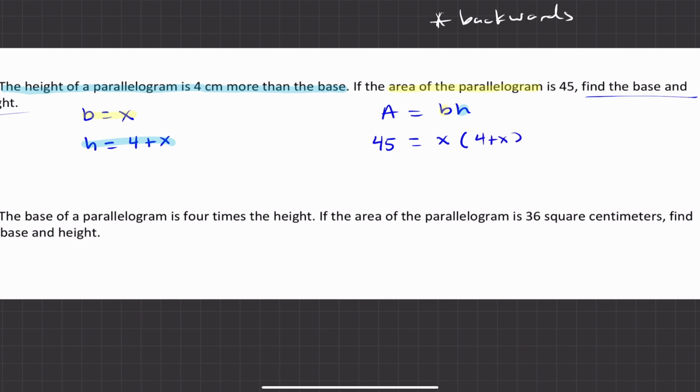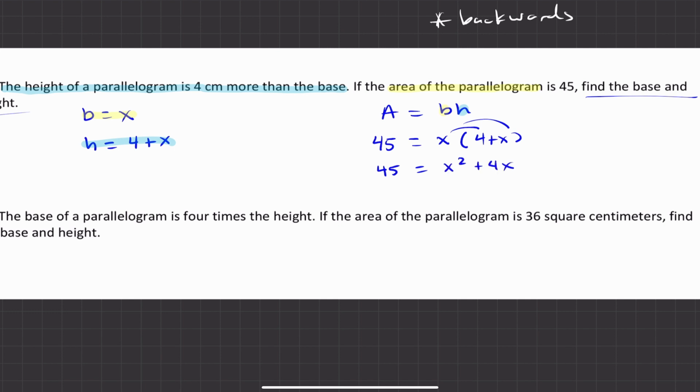I have an expression here, and I am going to multiply that with this binomial here. You're going to apply the distributive property. So 45 equals, well, we have 4x plus x squared. Okay, so I see 4x plus x squared. I'm just going to rewrite that as x squared plus 4x.